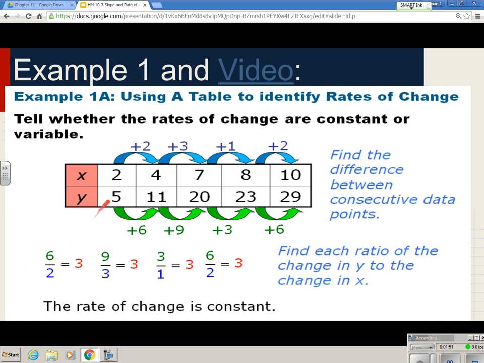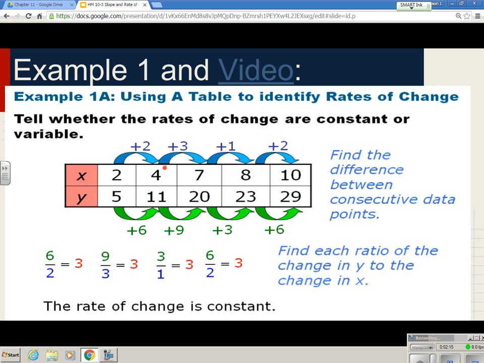So let's do the y's first. So from 5 to 11, that's a change of 6. That's where we get the 6 there. 11 to 20 is a change of 9, right there. 20 to 23 is a change of 3, right there. And 23 to 29 is a change of 6. That's how you get these numbers there. And it doesn't matter positive or negative because we're just looking at the absolute value change.